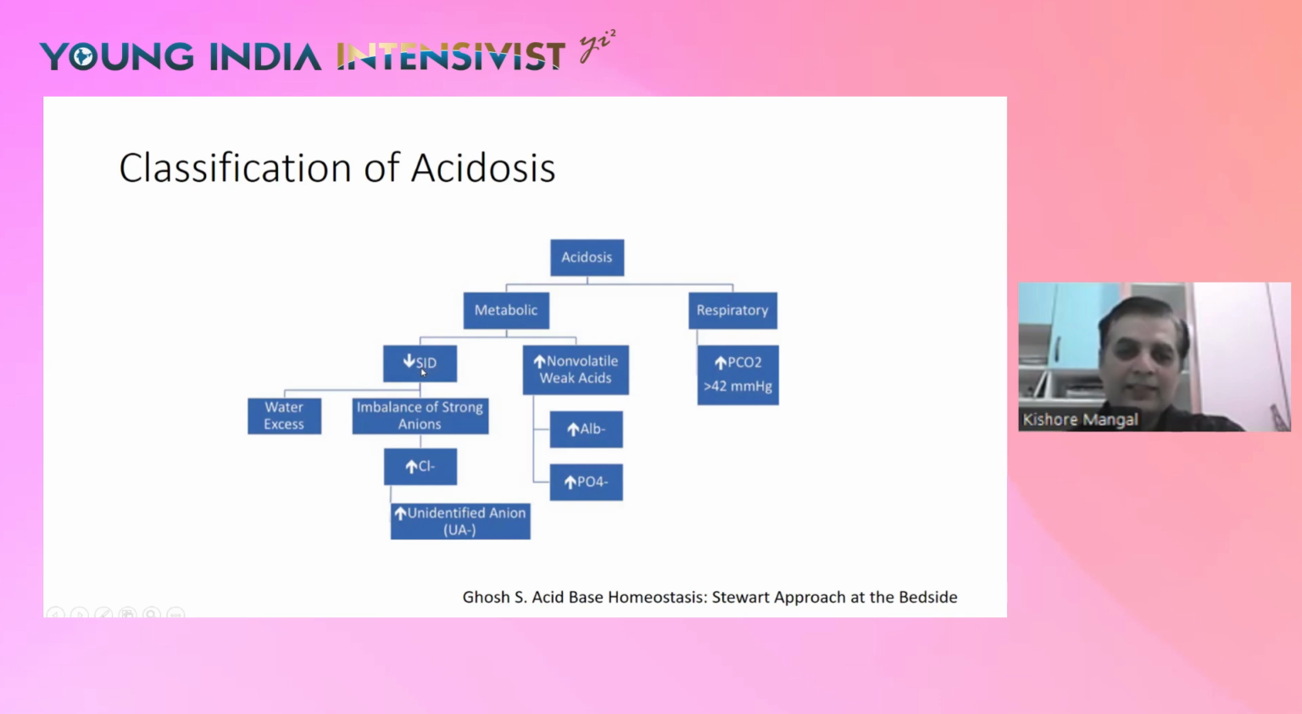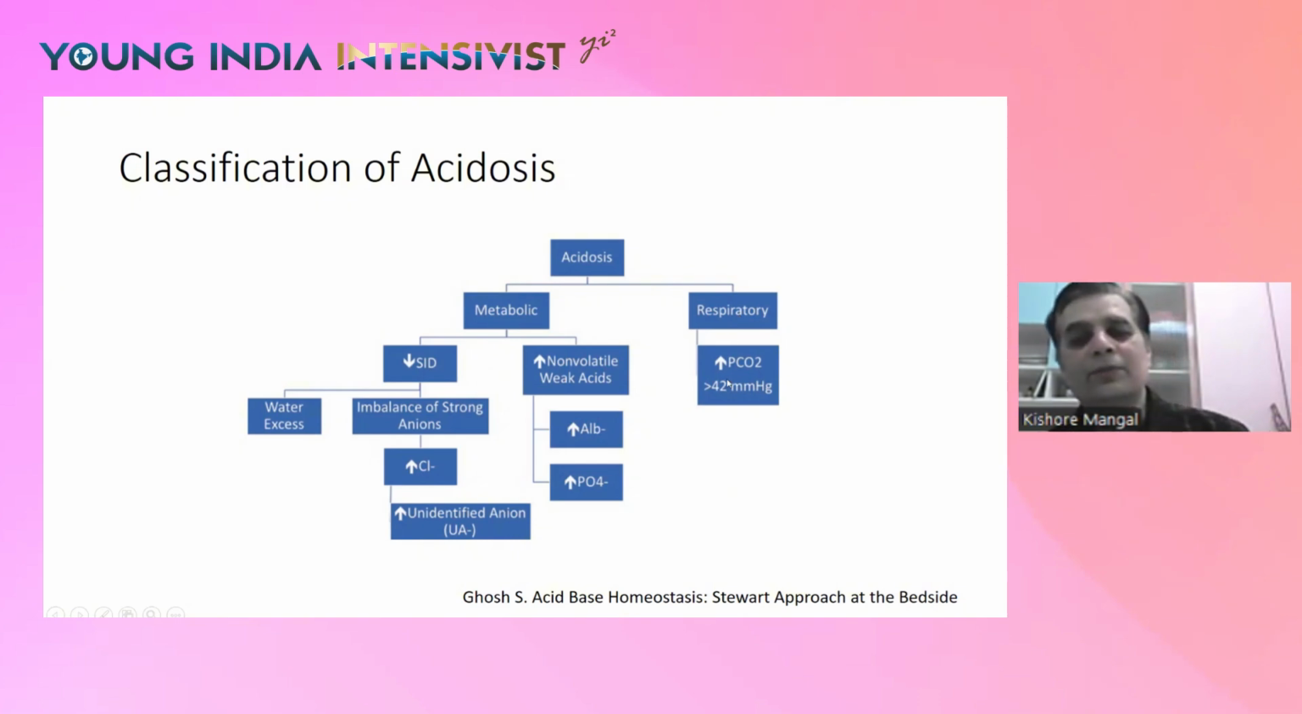So if SID is reduced, then you have to further assess whether it is because of water excess, because water excess leads to hyponatremia. We know that sodium disorders are related to water. Or there is an imbalance of strong ions, either in the form of increased chloride, that is hyperchloremia, or increased unidentified anion, which has led to a decrease in SID, like lactic acidosis or the ketosis that we see in DKA. Okay, so again I'm repeating, acidosis is divided into metabolic and respiratory.